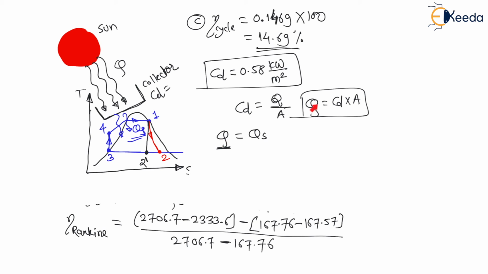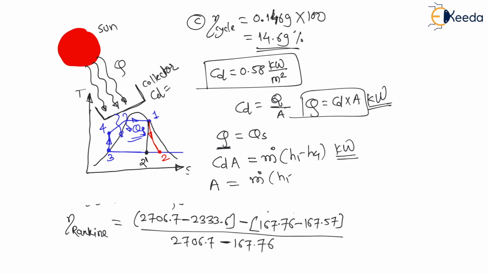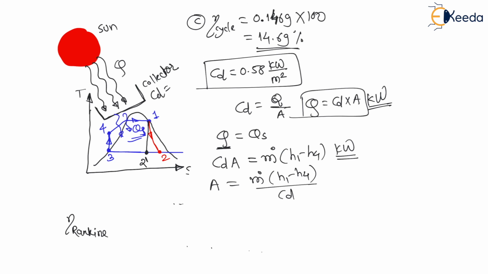Now here, as collector density is given in kilowatt per meter square, this heat will be in kilowatt. Therefore, this heat supply also we have to consider in kilowatt. Therefore, this will be equal to CD into area, in kilowatt, which equals mass flow rate into H1 minus H4, and this answer will be in kilowatt, right? So let us put the values. From this, we will get area equal to mass flow rate into H1 minus H4 divided by collector density CD. So let us put these values, my dear students, and you will get the area required. And this area is nothing but question number 4. This area we have to find as question number 4. Therefore, this is the fourth question D.